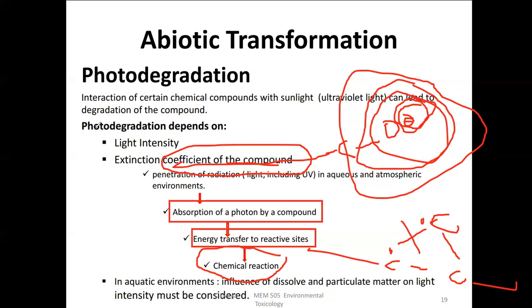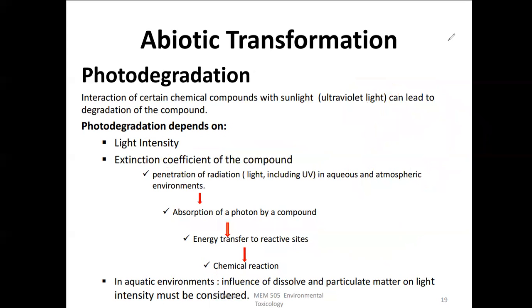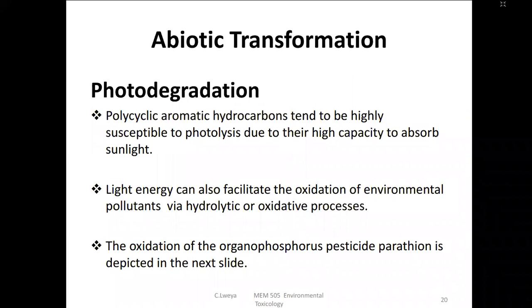Then among the things that photodegradation depends on, the photochemical transformation process in the aquatic environment, is the influence of dissolved particulate matter on light intensity. Okay, these ones are not very important. Again, these are not very important.